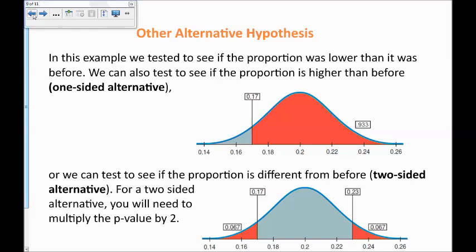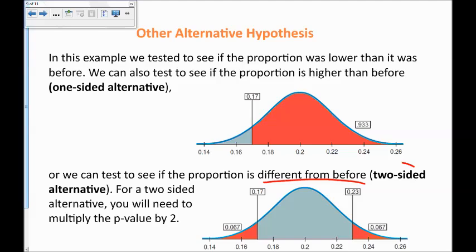In this example, we tested to see if the proportion was lower than it was before. Okay, if it's lower than the hypothesized proportion. We can also test to see if the proportion is higher than it was before. Okay, in this case, it wouldn't make sense, but in other cases, you want to see if it has risen higher than it was before. Okay, which you just would switch which side of that p-hat value you're testing. Okay, or we can test to see if it's different from before. Okay, either higher or lower. We don't care. We just want to see if it's different than it was before.